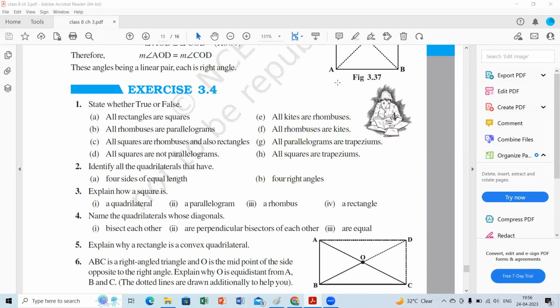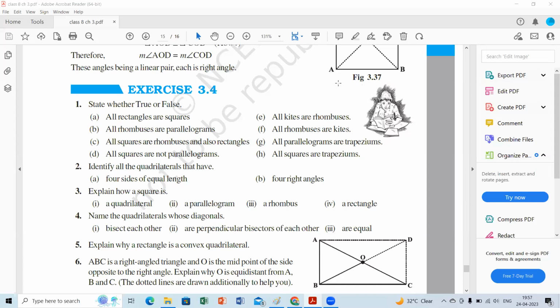Identify the quadrilaterals that have four sides equal in length. Ma'am, all sides are equal. Square. Only rhombus? Square and rhombus. Rectangle and square. Very good.